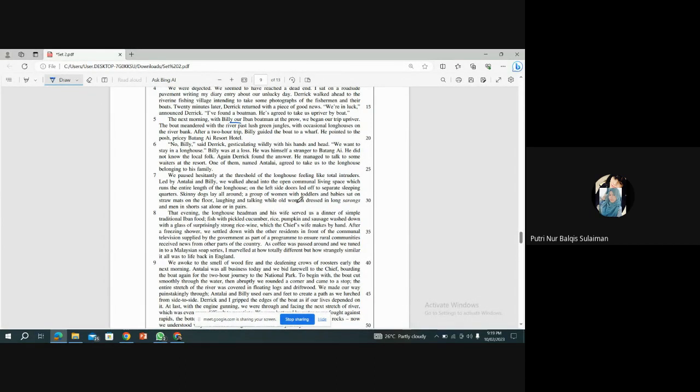On the left side doors led off to separate sleeping quarters. Skinny dogs lay around. A group of women with toddlers and babies sat on straw mats on the floor, laughing and talking while old women dressed in long sarongs and men in shorts sat alone or in pairs.